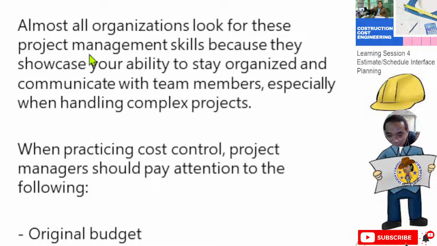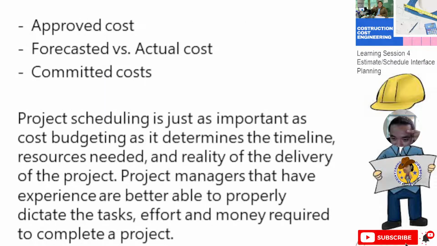When practicing cost control, project managers should pay attention to the following. Number one is the original budget. Number two, we have the approved cost. The budget and approved cost are different because your budget is your financial allocation in a certain project, and if you request that from the higher management, they will approve a certain cost for it. Usually it will decrease.